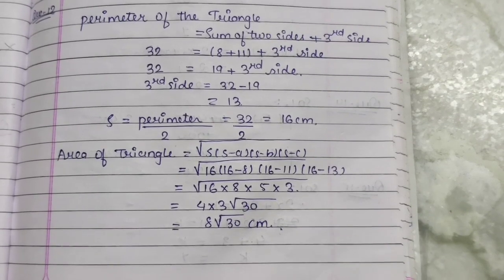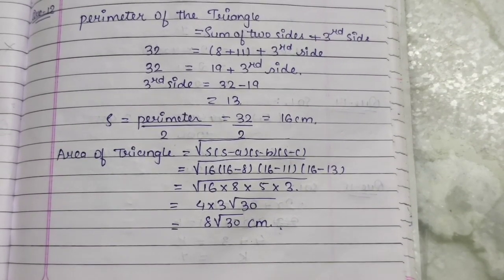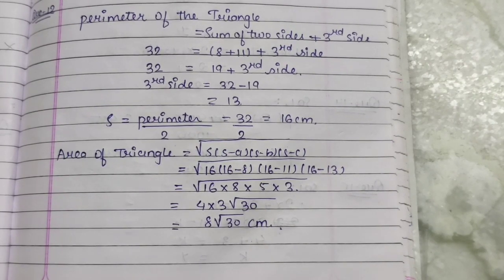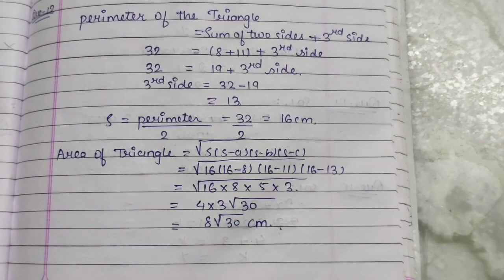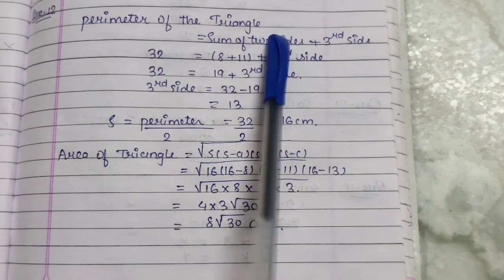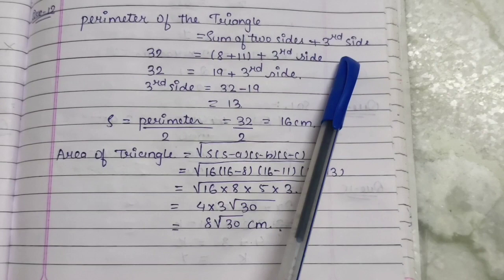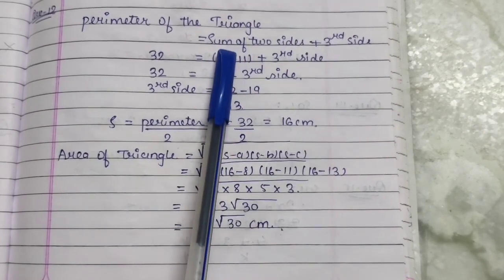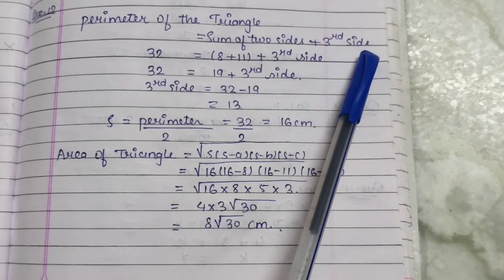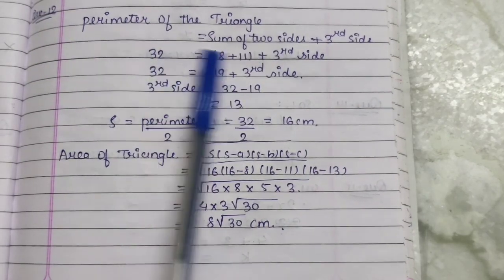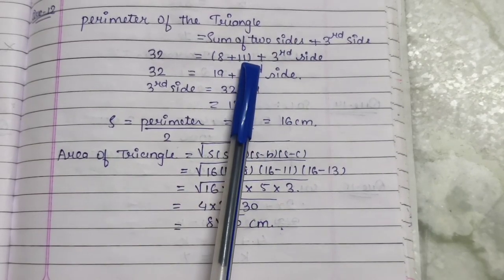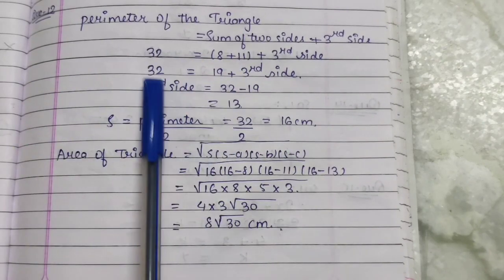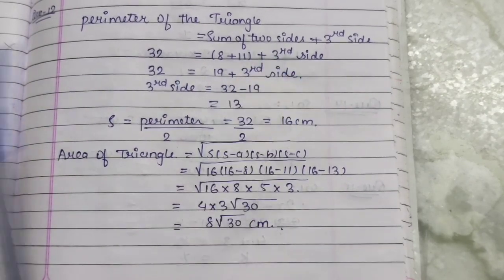Now we are on question number 12. The perimeter of the triangle is given, but the third side of the triangle is not given. So first of all we have to find the third side. Here we will apply the perimeter of triangle formula. Perimeter of triangle is equal to the sum of three sides, but the third side is not given, so I have written here the sum of two sides plus the third side. Perimeter of the triangle is given, 32. So it is equal to the sum of two sides, 8 plus 11, already given, but the third side is not given. So here 32 is equal to 19 plus third side.